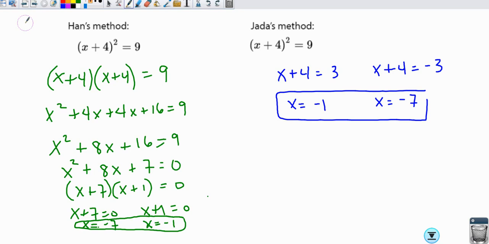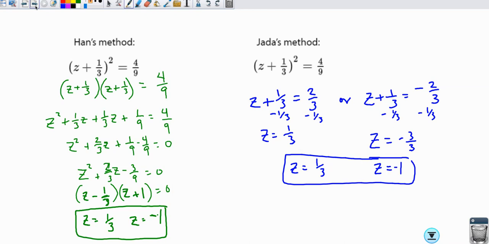Okay, here's the next problem by Han's method and Jada's method. Take a minute, get some feedback. Hit pause if you need more time. The next problem, this one was exciting because it had lots of fractions in it. So go ahead, check your work, see if you have any questions.